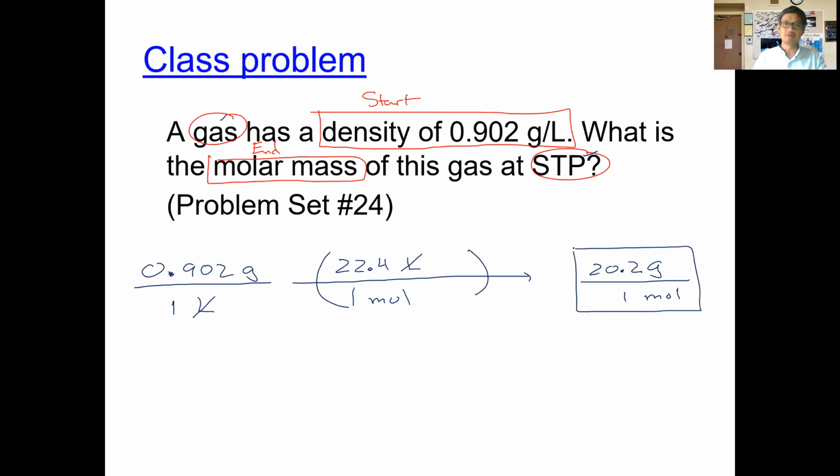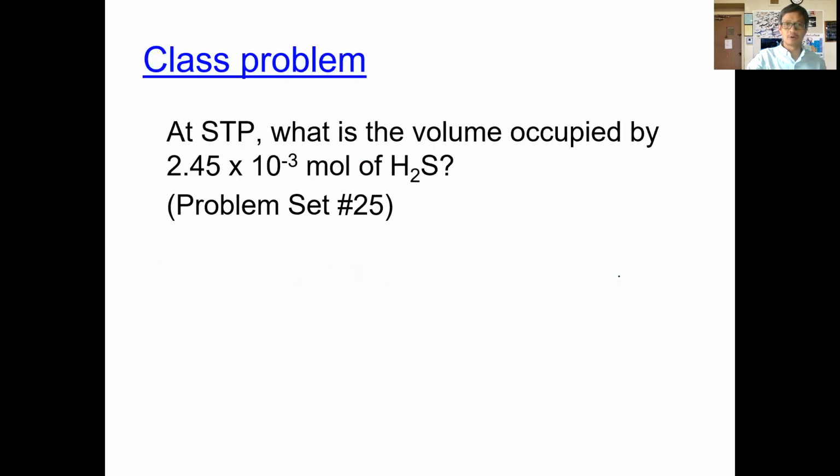Now, if we knew a little bit more information, we could go ahead and identify that particular gas, what it is. All right, let's do one more. Take a look at number 25 in your problem set, and take a couple minutes to set up this problem and work it out, and then we'll work it out together in just a moment.